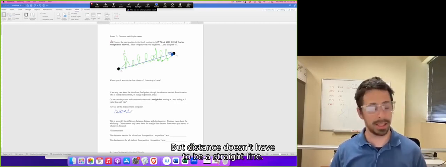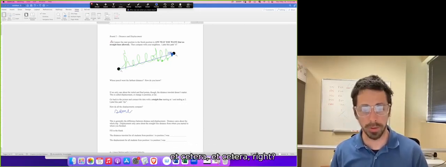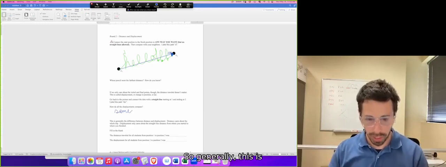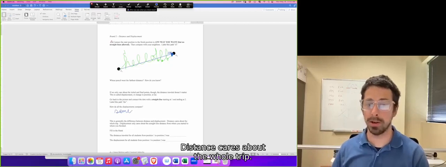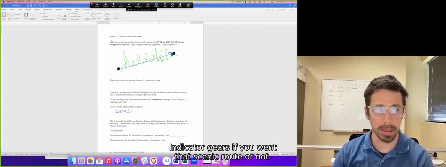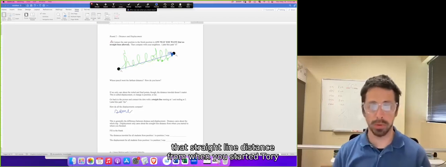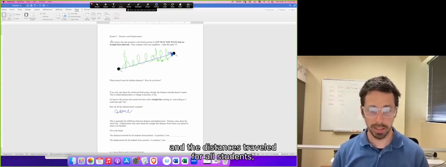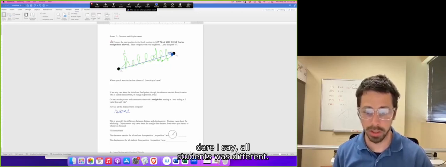But distance doesn't have to be a straight line. You could write hello, you could go on a nature walk, etc. So generally, this is the difference between distance and displacement. Distance cares about the whole trip. It cares if you went that scenic route or not. But displacement only cares about the straight line distance from where you started to where you end. So the distances traveled for all students were different.